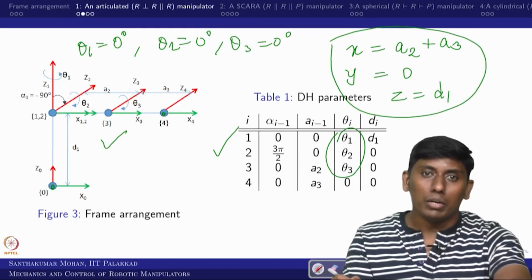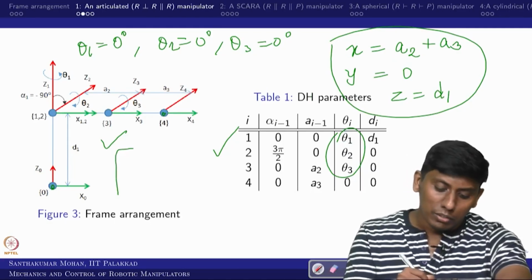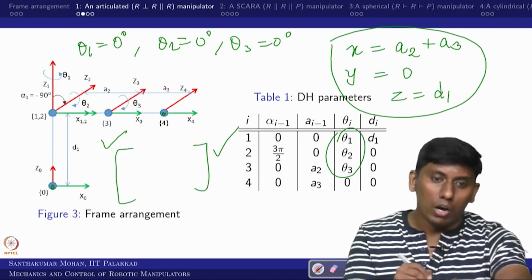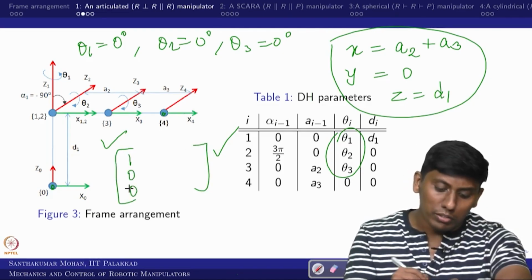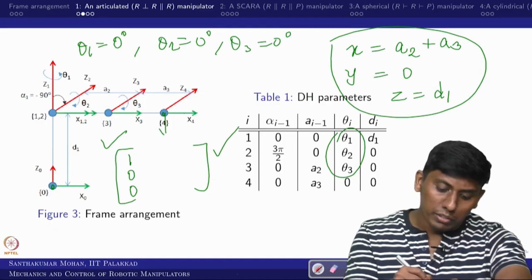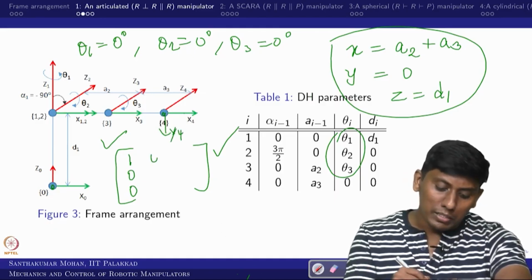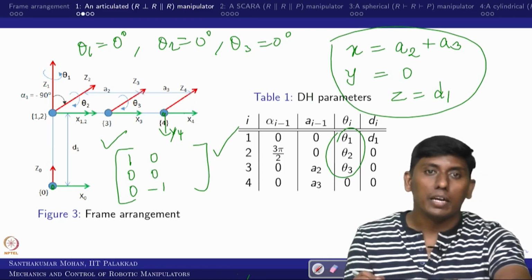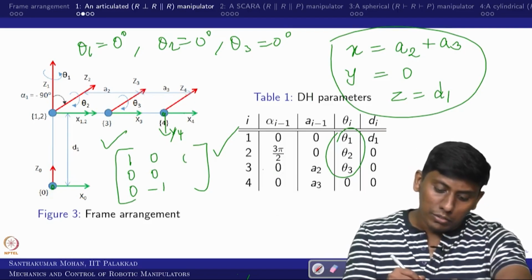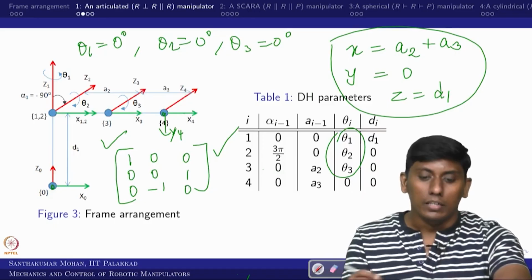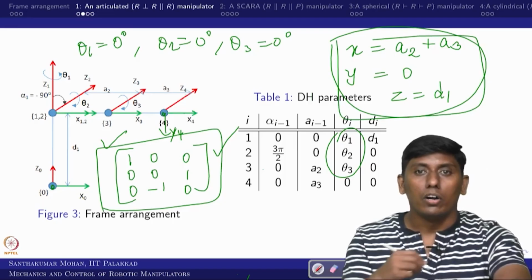Similarly, based on this, you can see the rotational information. If you project x4 on the 0 frame, what would it come to? x4 and x0 are parallel, so it will come 1 0 0. y4 is here. If you project y4, what would that be? That would be 0 0 minus 1, right? If you project z4 to the 0 frame, that would be 0 1 0, right? So this is the rotation matrix and this is the position vector at the home position.